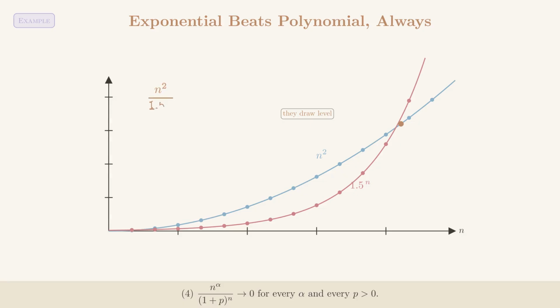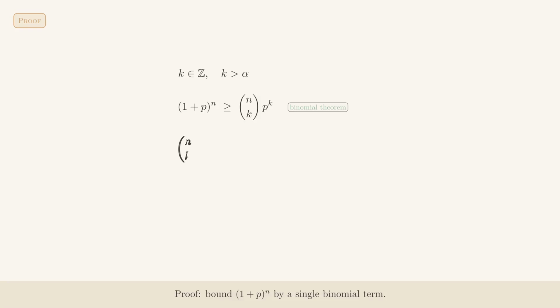So the ratio of polynomial to exponential collapses to 0, and the same holds for any power at all, and any base above 1. Now the rigorous version, for any power alpha and any base above 1. Choose a whole number k larger than alpha. A single term of the binomial expansion already bounds the exponential from below. (1 plus p) to the n is at least n choose k times p raised to the kth power. Once n passes twice k, each of the k factors in that coefficient exceeds n over 2, so the coefficient outgrows n to the k over 2 to the k times k factorial.